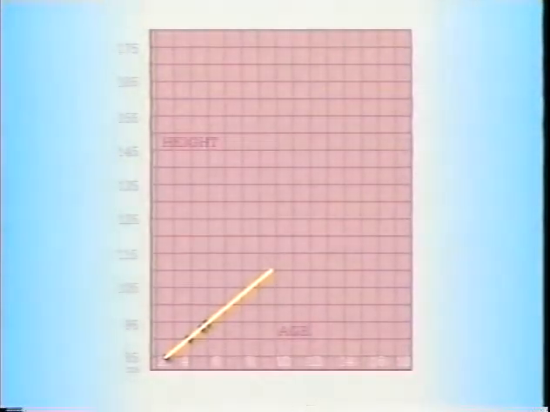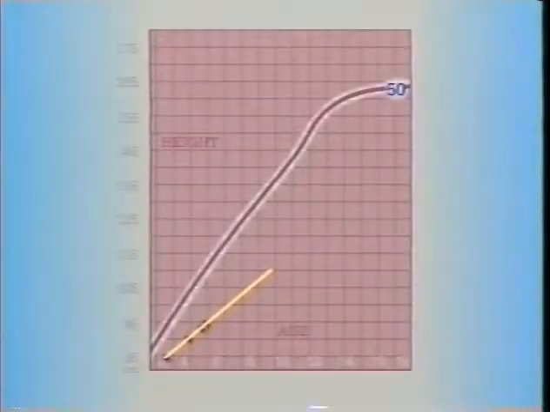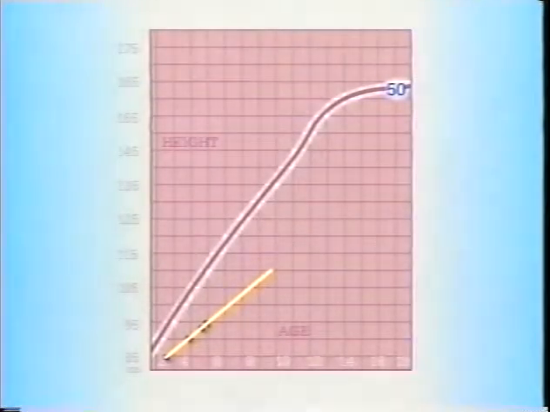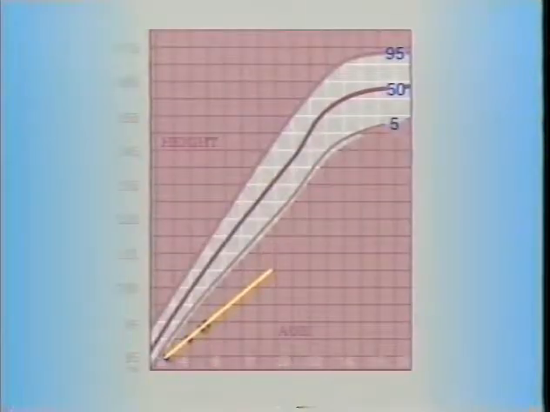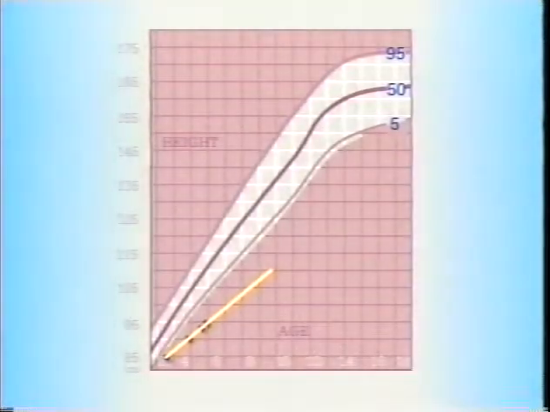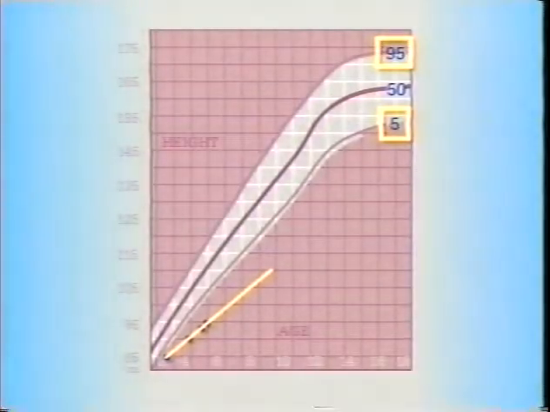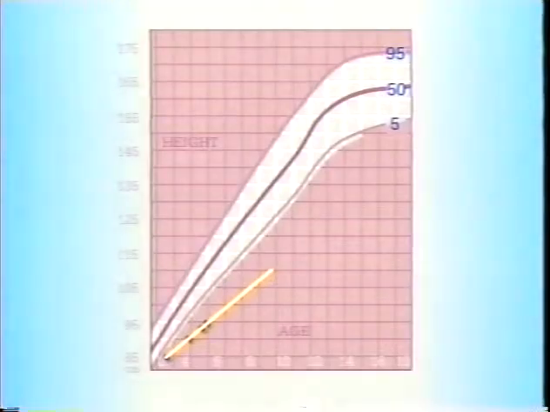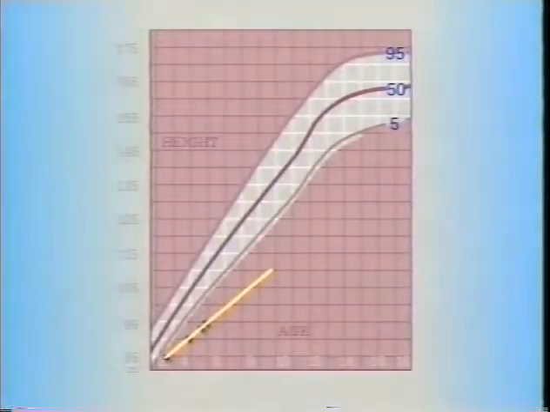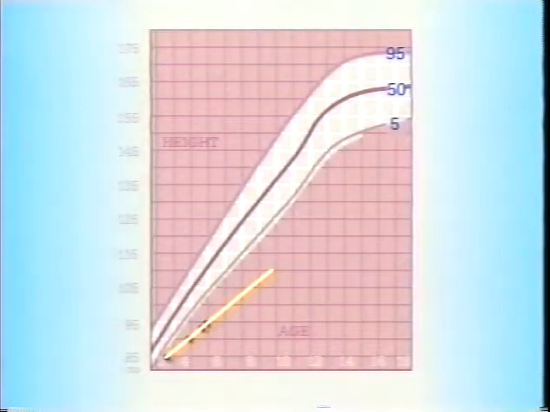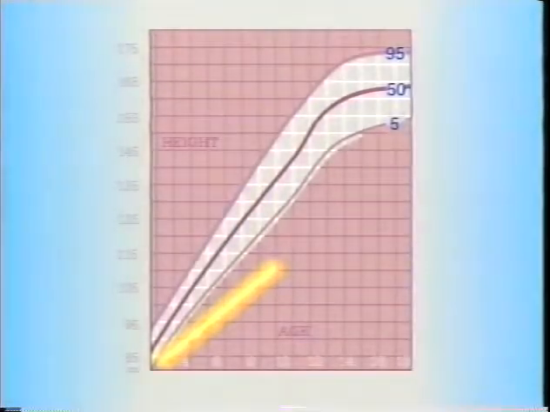But how does Sarah compare with other children? To find out, we can add a line on the chart that represents the median height of all children. Of course, not everyone is the same height, so doctors add colored bands on either side of the median line to represent the normal range of heights. This area captures 90% of the population. Very tall and very short children will fall outside these lines, which is exactly where Sarah's growth points lie.